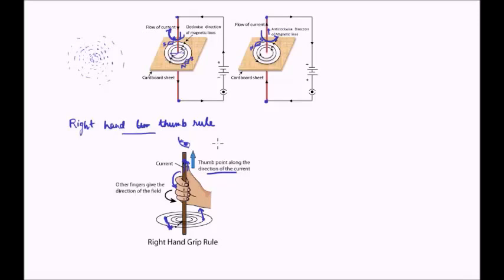Next lecture we will see the magnetic field produced due to a loop, how the magnetic field behaves for a current carrying loop, and also how the magnetic field is produced in a solenoid.